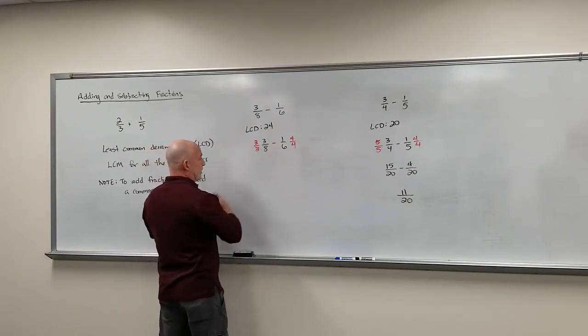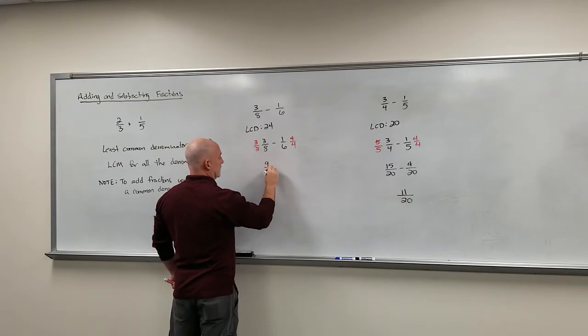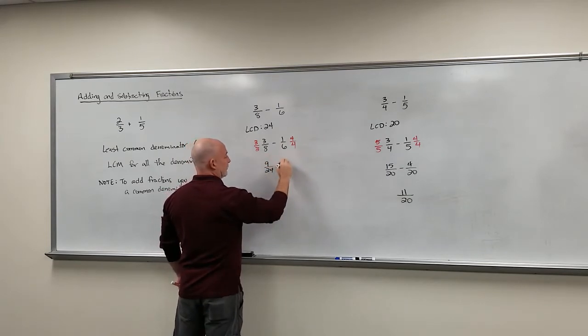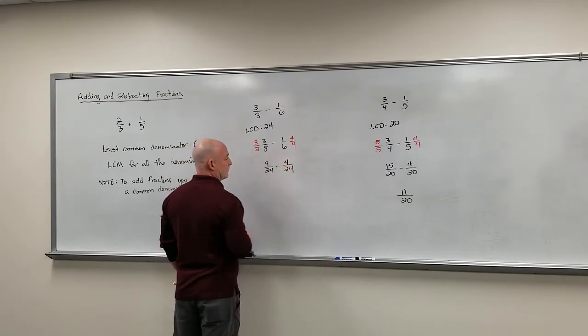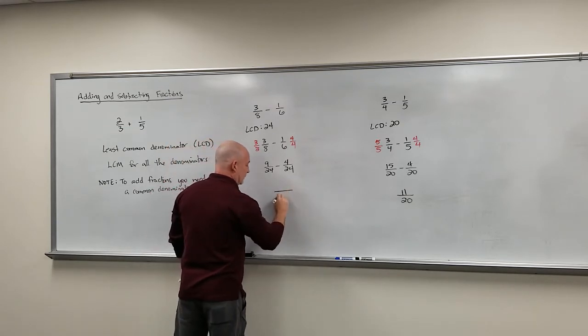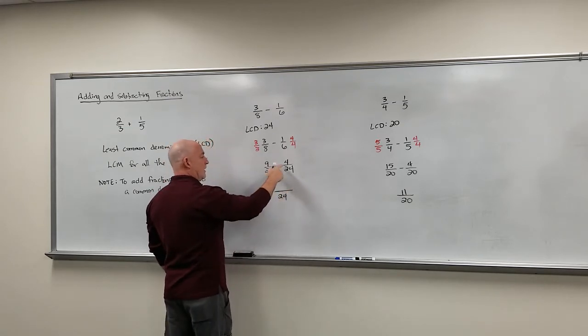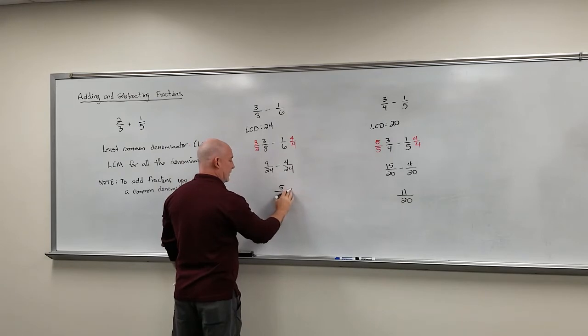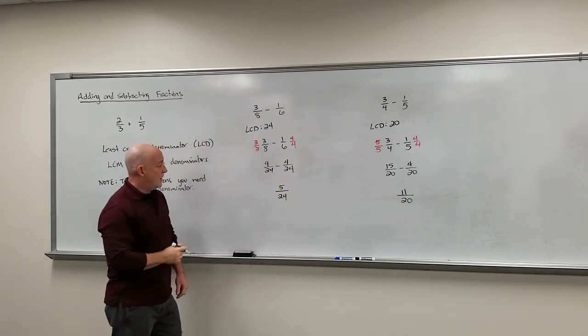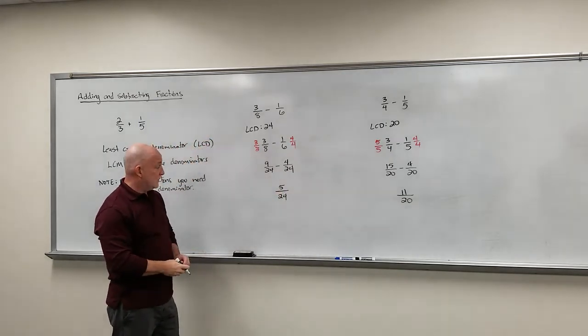We multiply straight across, so this is 9 24ths minus 4 24ths. These are 24ths, so that's what we're going to end up with. 9 minus 4 would be 5. Quick check, that won't reduce anymore, so that's it. That's our answer.